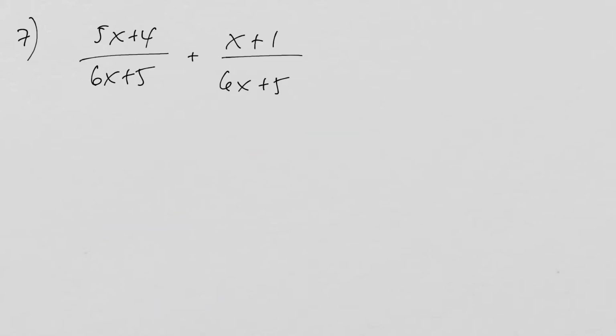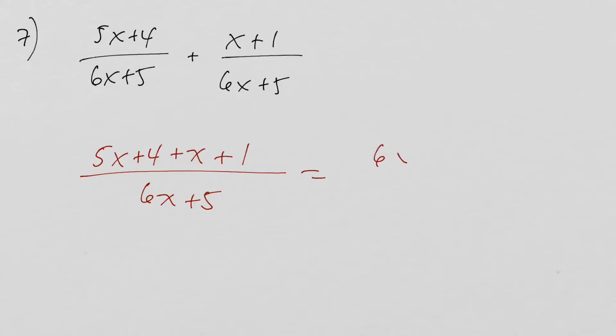We already have a common denominator, so I make a single fraction with this denominator. I have 5x plus 4 plus x plus 1, which comes out to 6x plus 5 over 6x plus 5. And everything on the top and bottom cancel, so I end up with 1.